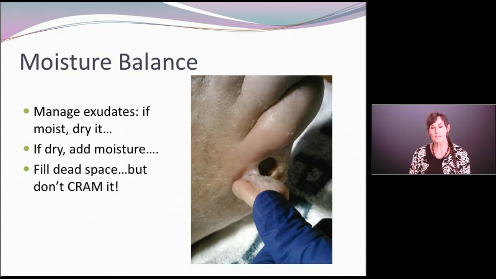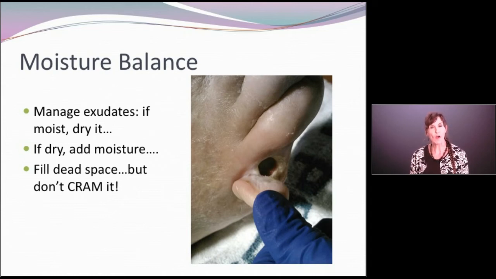So if you have a very moist wound, then you are going to be looking at a topical therapy that will absorb that exudate and contain that exudate. If the wound is very dry, you may need to add a product that will donate moisture to the wound and keep that wound moist enough to promote wound healing.